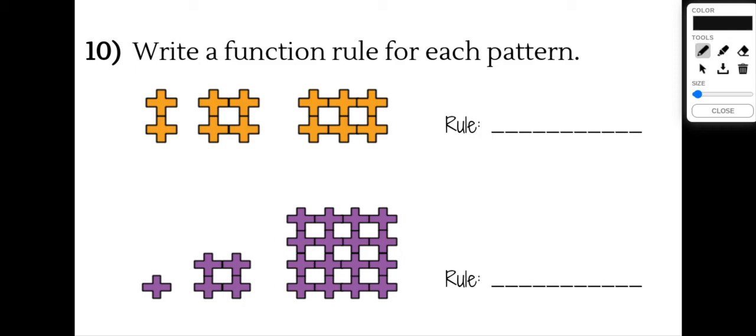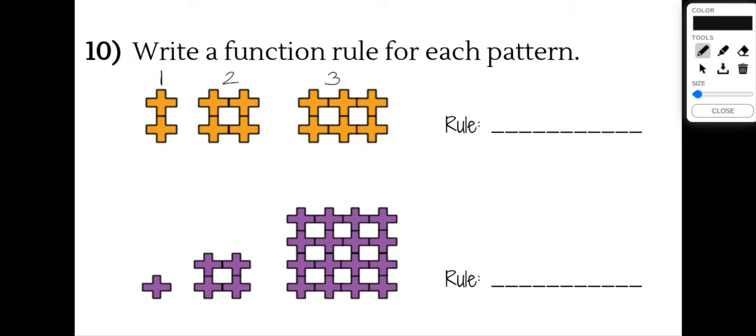All right, on number 10, it says write a function rule for each pattern. Looks like these little tiles, like if you've ever seen anybody tiling a bathroom, these kind of look like those little rubber plus signs that you put in between the corners of the tiles. That's what they remind me of. So we've got 3 figures, right? Think of this as like figure 1, figure 2, figure 3, and then the pattern would continue with figure 4, 5, and 6.